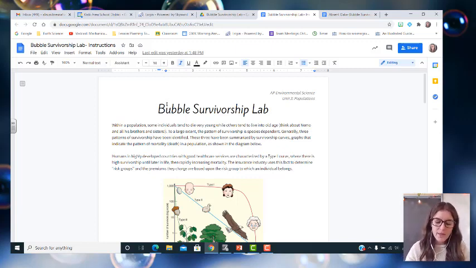So the way that it worked in class was each group was given a container of bubbles, and I said to them, okay, listen, there's two populations, and these are two different species. Population one receives parental care when the offspring are born. Population two does not receive any parental care, and when each offspring is born, it goes out into the environment, and it either survives or it doesn't. So you can imagine what sort of lifespan each of these scenarios might lend to.